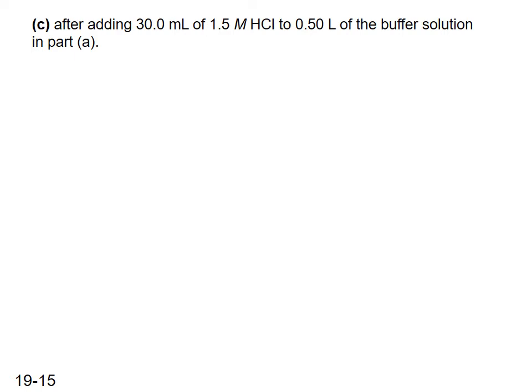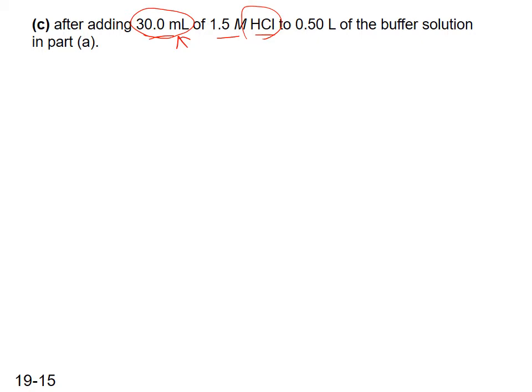Now let's look at part C: adding 30 ml of 1.5 molarity hydrochloric acid to 0.5 liter of the buffer solution. Now in B, we added solid sodium hydroxide. Here, hydrochloric acid is a liquid with a certain volume. And this makes it more complicated, because now the initial acid and conjugate base concentrations in the buffer solution will change not only because you add hydrochloric acid and it reacts, but also due to the volume change. Because the liquid changes the total volume, the concentration will change.